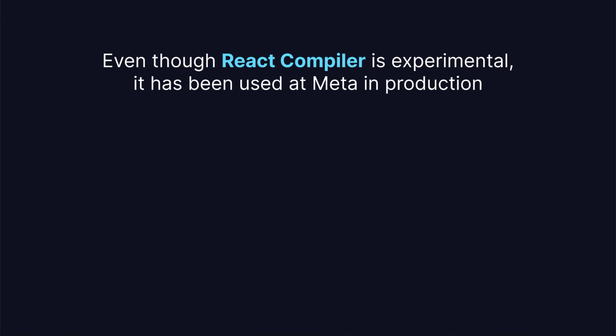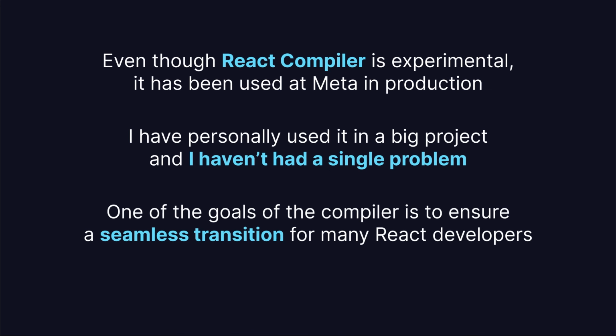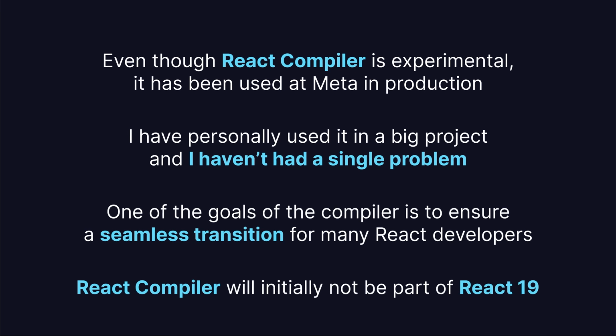Even though React compiler is experimental and not fully ready for production, it has been used at Meta and some of their apps have seen performance gains. I have installed the compiler in one of my bigger projects and I haven't encountered a single problem. This will probably be the case for many of you, since one of the goals of the compiler is to ensure a seamless transition for a typical React developer. The compiler will not be part of React 19, but hopefully it will be released soon enough.